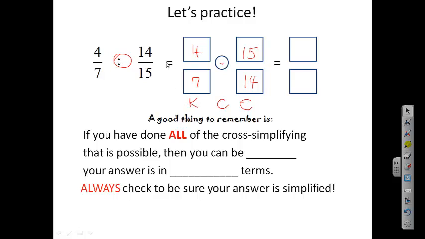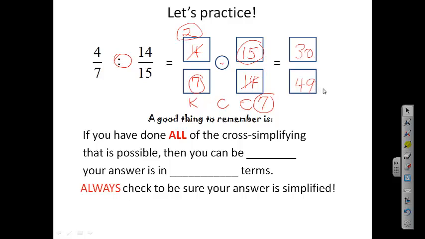Okay, now we're going to cross simplify. Is there anything that goes into both the 7 and the 15? No, so we're not going to do anything to those. What about the 4 and the 14? They're both even numbers, so they'll both divide by 2. So we're going to mark out the 4, and 4 divided by 2 is 2. And then we're going to mark out the 14, and 14 divided by 2 is 7. So that leaves us 2 times 15 is 30, and 7 times 7 is 49.